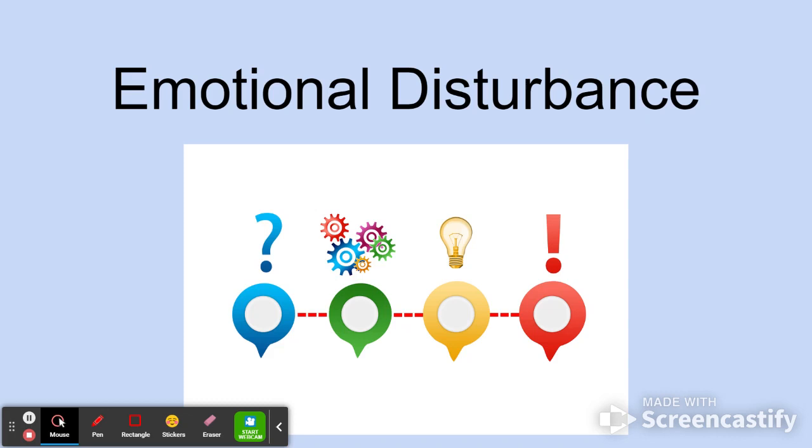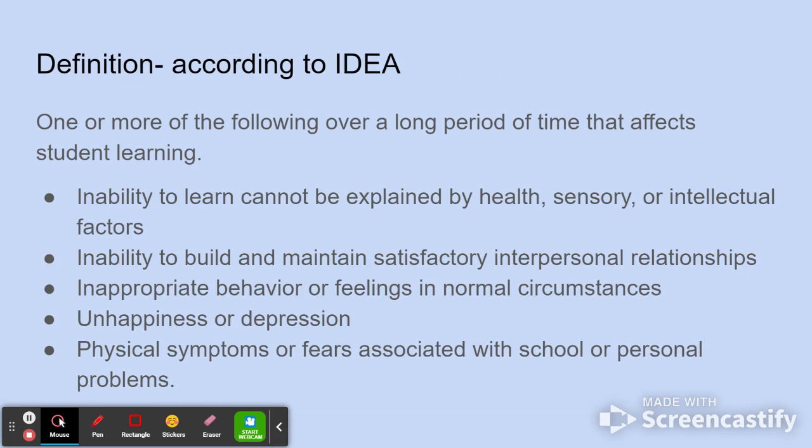Hi, today we're going to be talking about emotional disturbance, which is one of the categories in IDEA that qualifies a student for special services. Emotional disturbance is essentially when a student's emotions are so difficult for them to control that they are unable to reach their academic potential. The official definition, according to IDEA, is when one or more of the following affects their student learning. So their inability to learn cannot be explained by health or sensory or intellectual factors.